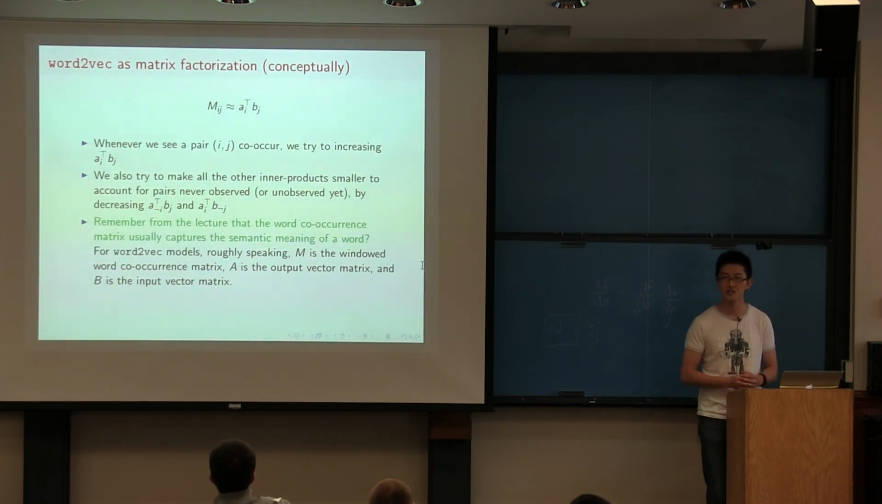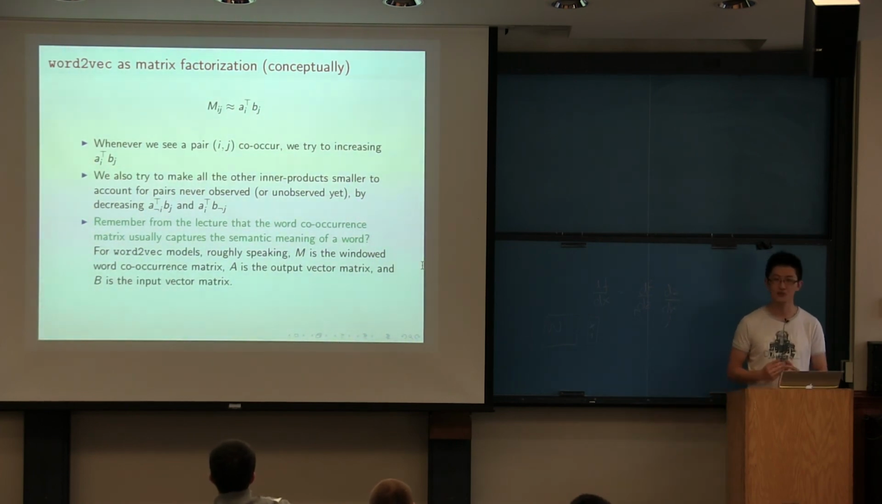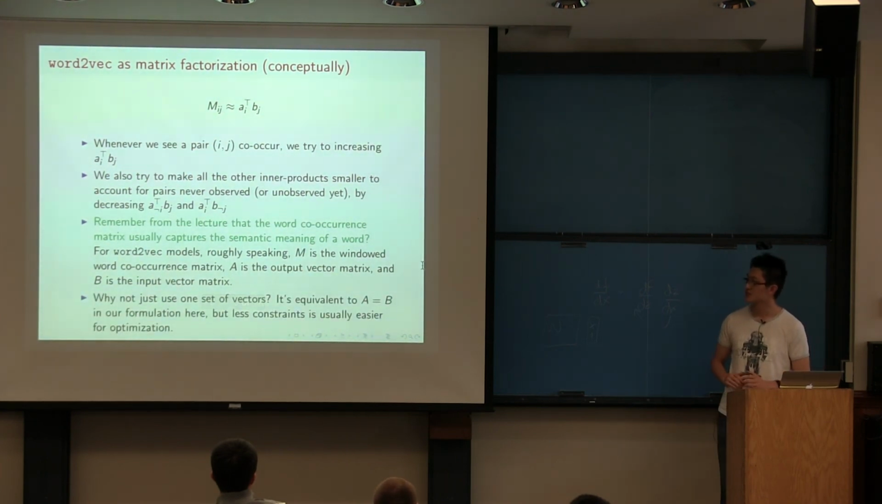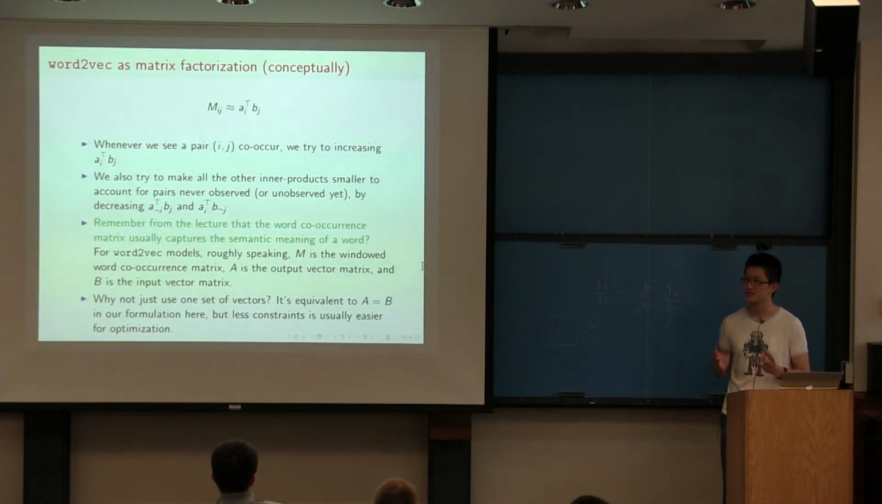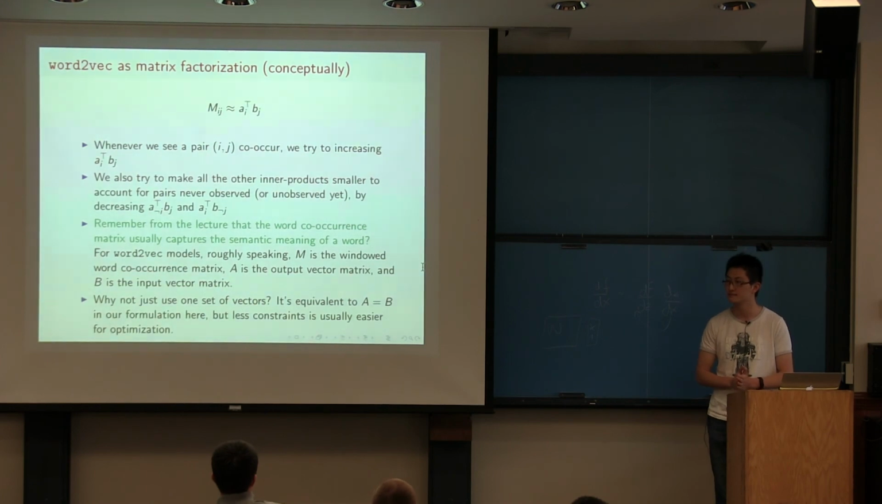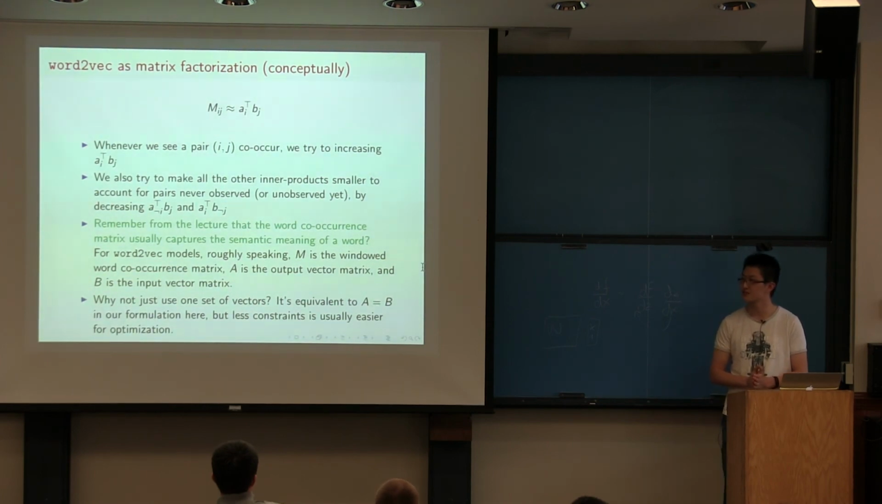There was a question about why you would use an input vector and an output vector for a word. My interpretation is that if you're using two sets of vectors, the optimization problem is usually less constrained, and it's easier to optimize that way. Any questions so far?